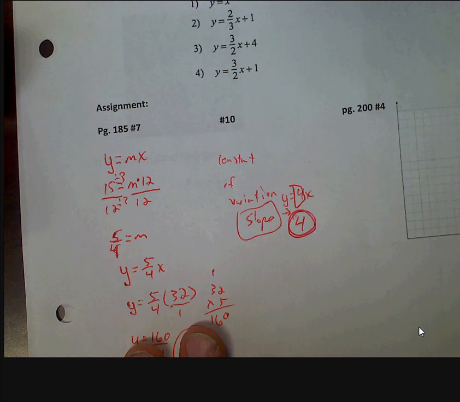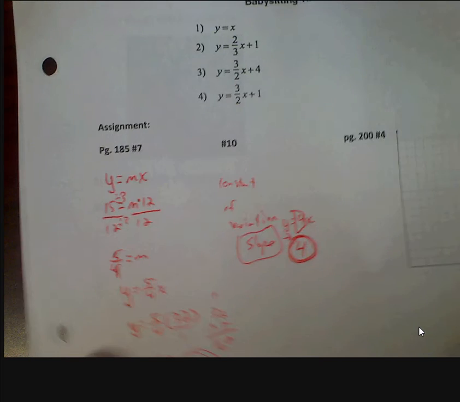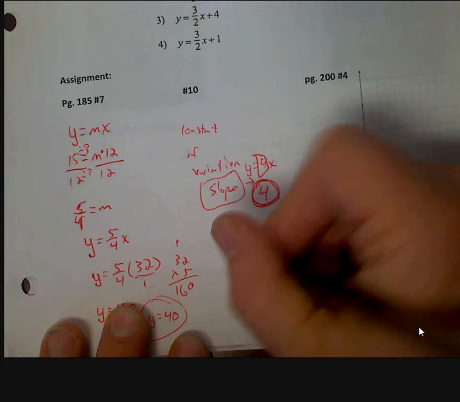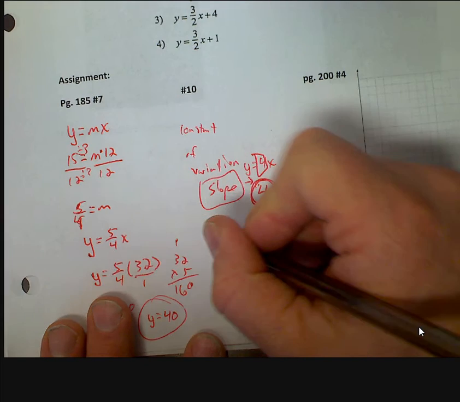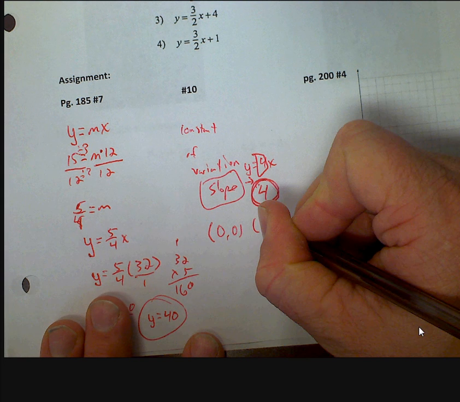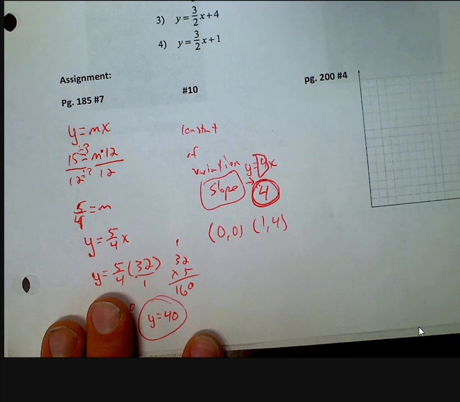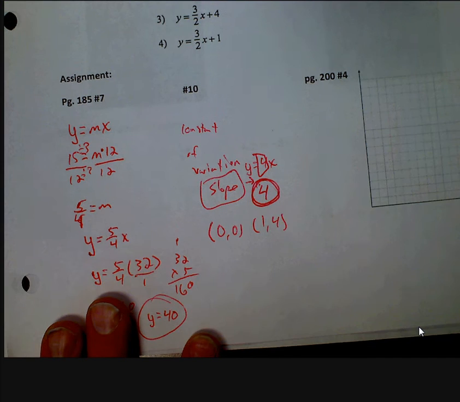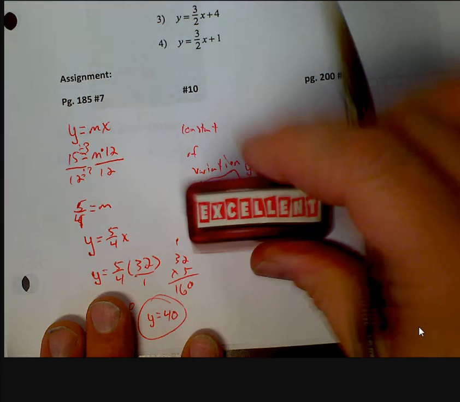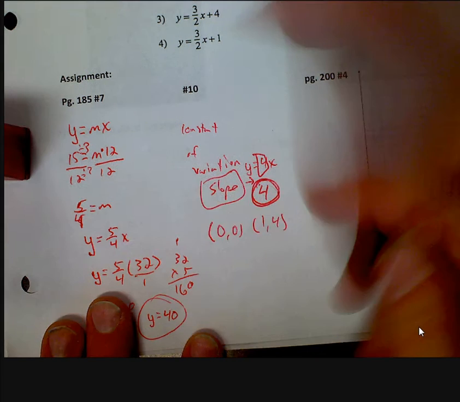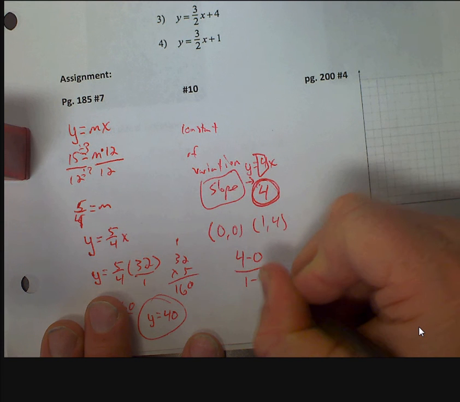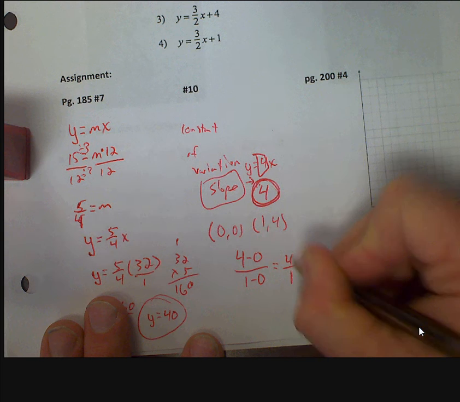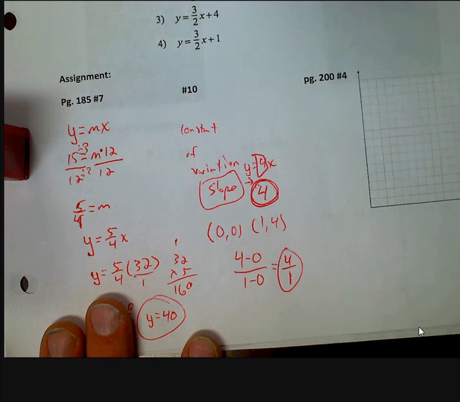If that's my constant of variation, I need to go ahead and use my 2 points to prove that by finding the slope. The 2 points that they give me are 0, 0, and 1, 4. Go ahead and find the slope given those 2 points. So the slope would be 4 minus 0 over 1 minus 0. 4 over 1 is my slope, and they match. That's all they wanted us to do.